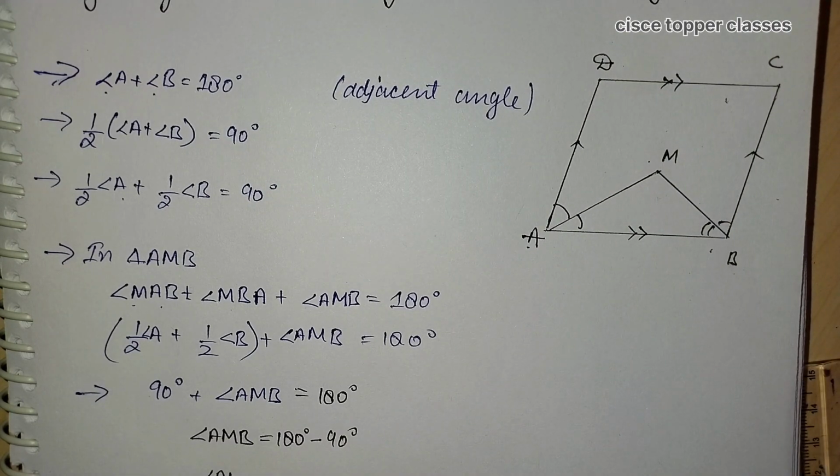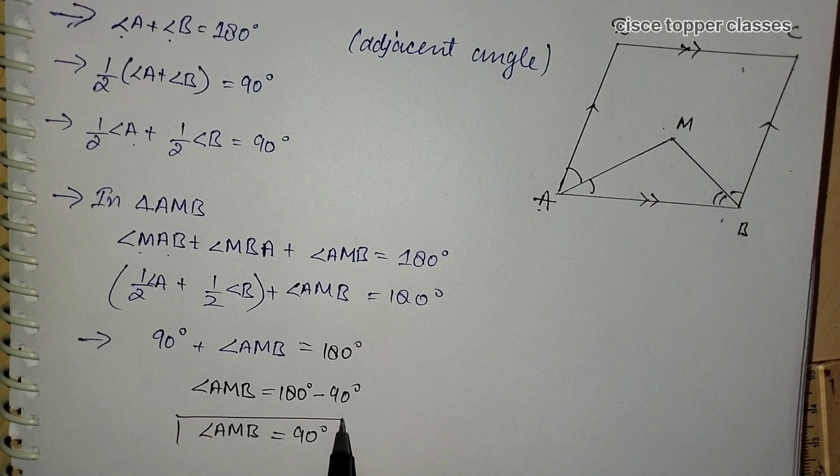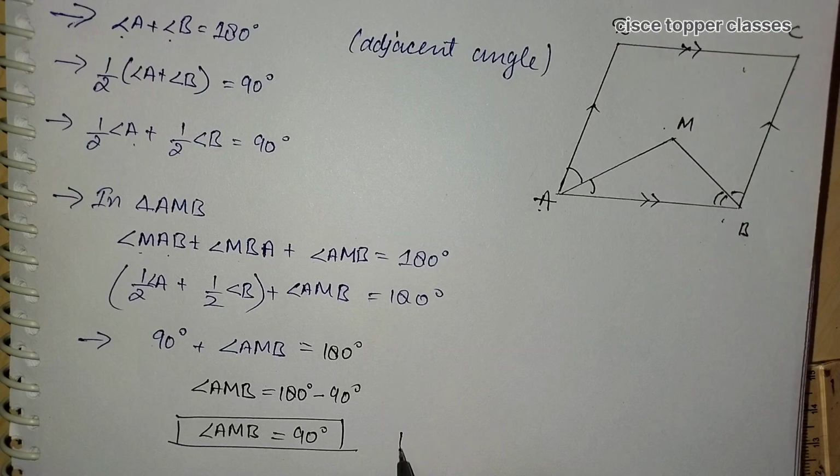This is only what we have to prove, that the bisectors of two adjacent angles of a parallelogram are at right angle, means at 90 degrees. Hence proved from here.